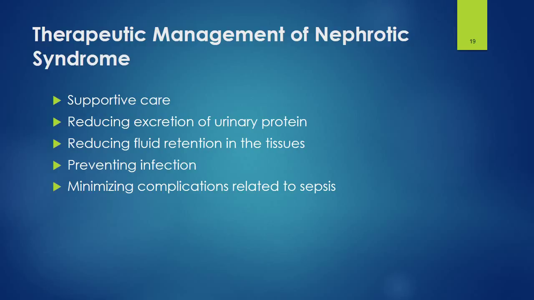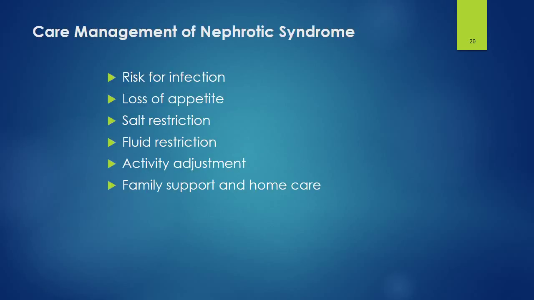Therapeutic management of nephrotic syndrome includes supportive care, reducing the excretion of urinary protein, reducing fluid retention in the tissues, preventing infection, and minimizing complications related to sepsis. Children with nephrotic syndrome are usually treated with corticosteroids such as prednisone. As a result, these children are at a higher risk for infection. Nutrition needs to be addressed because of the loss of appetite. Sometimes salt and fluid are restricted.